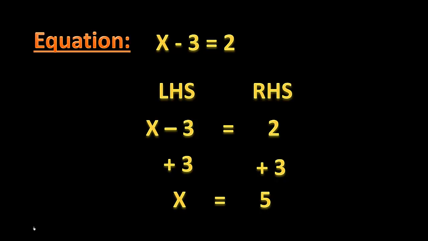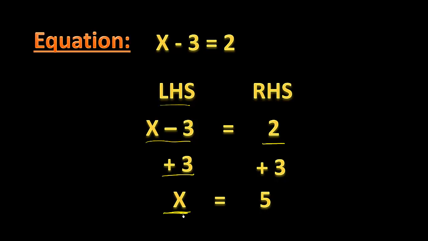We have an equation of x minus 3 is equals to 2. So first, as we all know, this is the LHS, which means left hand side, and this is the RHS, which means right hand side. Now, first of all, we're gonna have to make x all by itself on one side of the equation. So for that, what are we gonna have to do? You're right, we're gonna have to add 3 for it. And when we've added 3, we've got x all by itself.